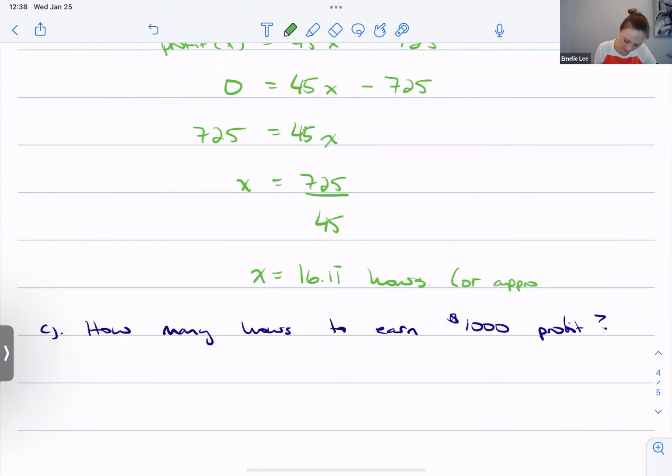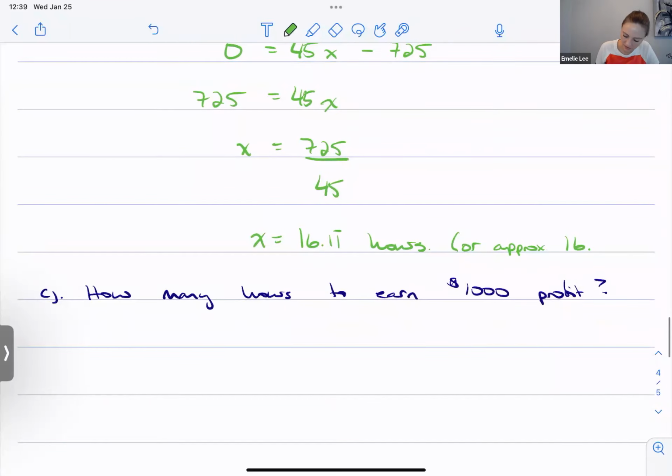or approximately 16. Now here's where I'm going to do something weird, right? Because I can't work 0.111 repeating hours, that's hard to communicate. And so I'm going to say approximately 16.12 hours, right? Because otherwise I'm not going to make quite 0 profit. If I only go to 16, for example, then I make a little less than 0 profit, right? And so approximately 16.12 hours.